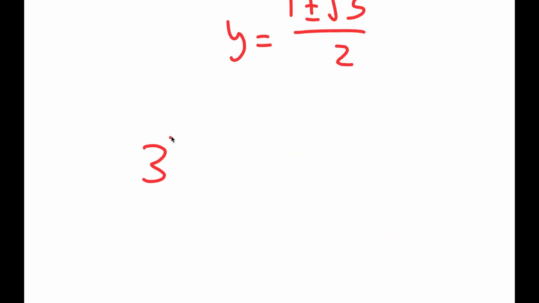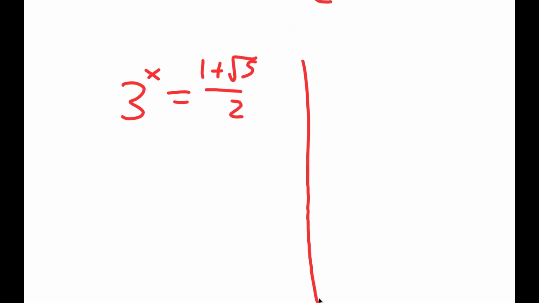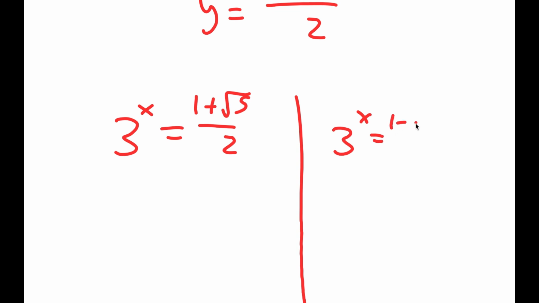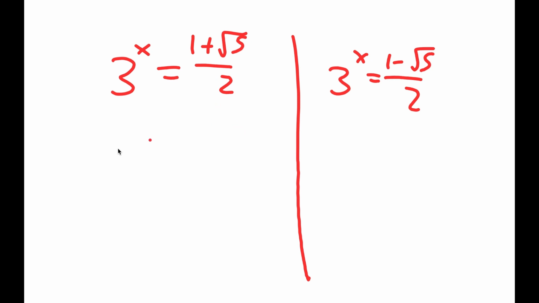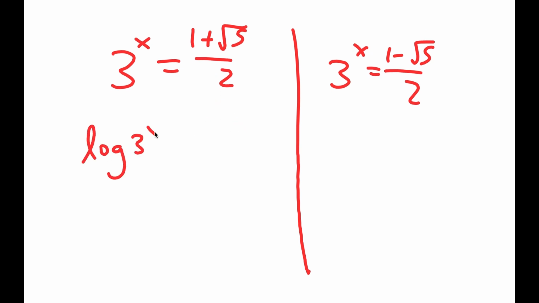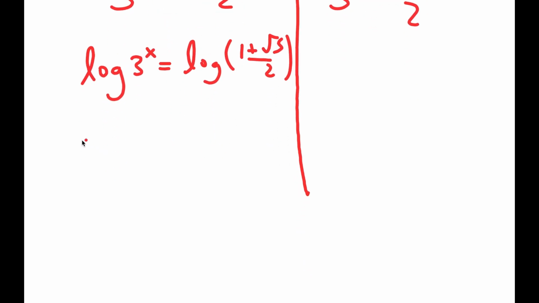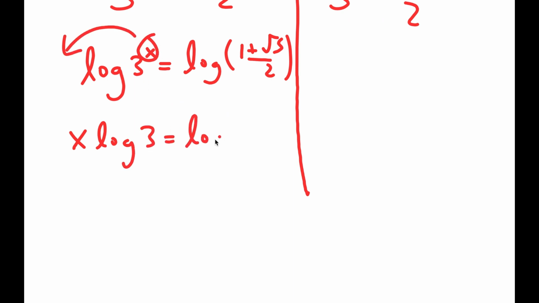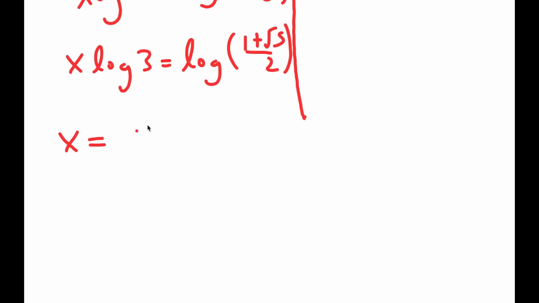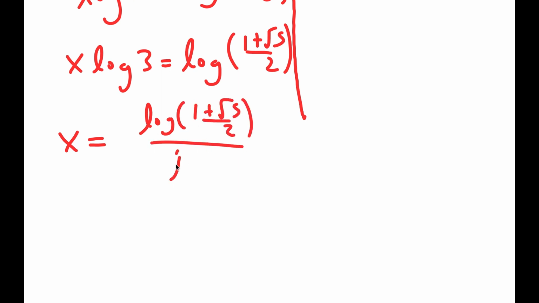So this gives me two equations. I get 3 to the power of x is equal to 1 plus the square root of 5 over 2. And 3 to the power of x is equal to 1 minus the square root of 5 over 2. So to solve this, I'm going to first take the log on both sides. So now I get x times log 3, because I can move the x to the front, is equal to log of 1 plus the square root of 5 over 2. And if I divide both sides by log 3, I get x is equal to log of 1 plus the square root of 5 over 2 over log 3.